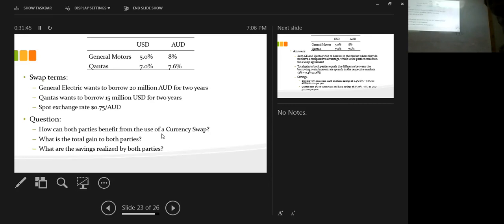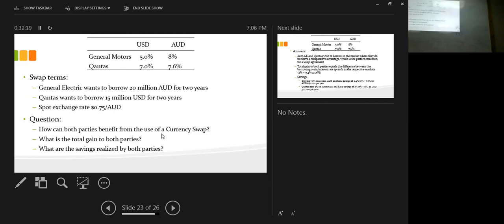Right, so 2 more slides after this one. Swap terms: General Electric wants to borrow. So GE will borrow in the US because that's where they have the comparative advantage, and Qantas will borrow in Australian dollars, but they want a currency swap, which is the topic. GE wants to borrow 20 million AUD for 2 years, and Qantas wants to borrow 15 million USD for 2 years. That's the spot exchange rate.